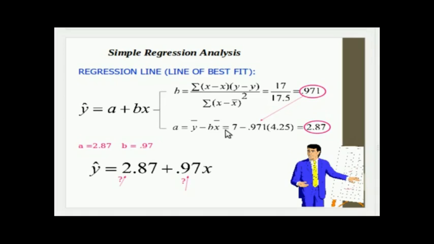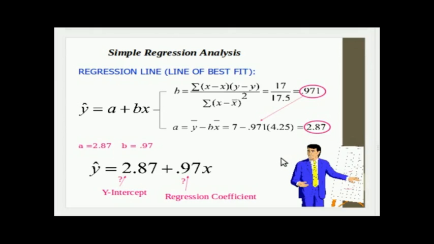We know the value of B, so we put it in A, that is the y-intercept. So it can be calculated as the estimated total mean of credit cards, 7, minus the value of B, that is 0.97, times the mean value of family size, that is 4.25. So we got 2.87. Regression coefficients are estimates of the unknown population parameter and describe the relationship between the predictor variable and the response variable.